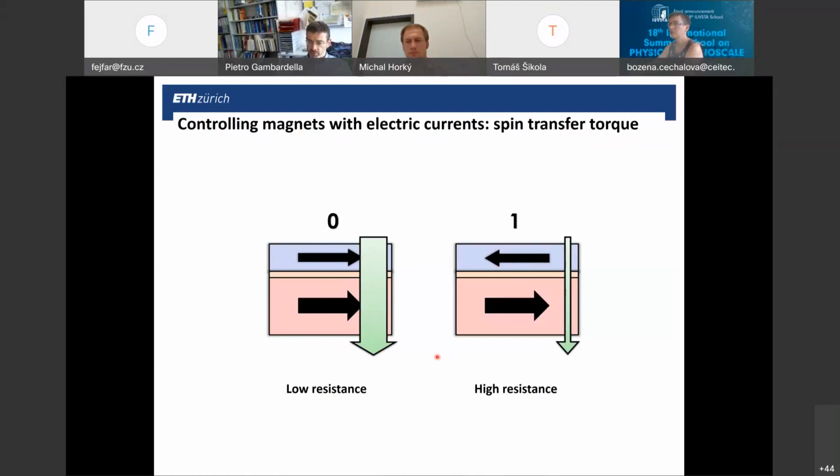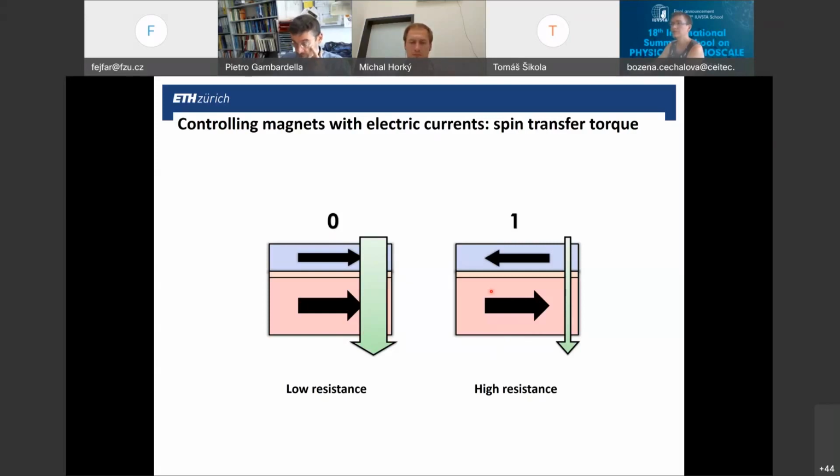And you can also probe this by performing a magnetoresistance measurement. So most often a tunneling magnetoresistance measurement, which gives a low resistance for the parallel state and a high resistance for the anti-parallel state. And so this can be measured electrically by passing a current.